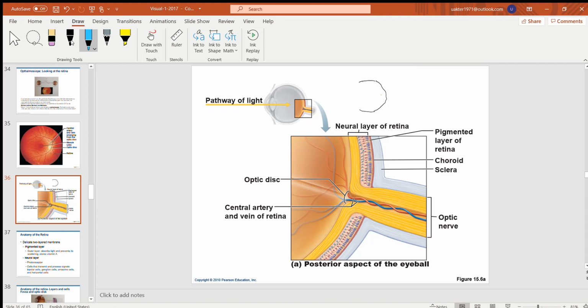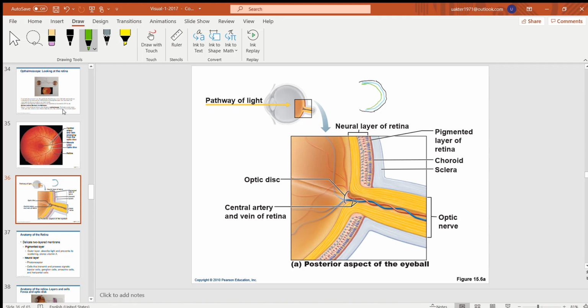retina has two layers, right? The outer layer is the pigmented layer, which absorbs the light, prevents the reflection, and also provides nutrition to the neural layer, the inner layer. Okay, so this is the outer pigmented layer, and then you have the inner sensory layer or sensory neural layer.